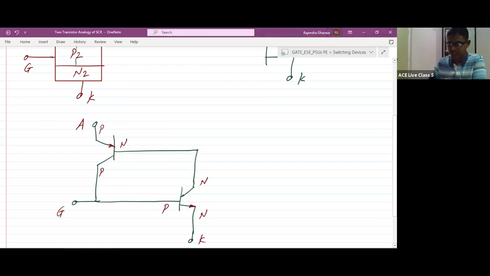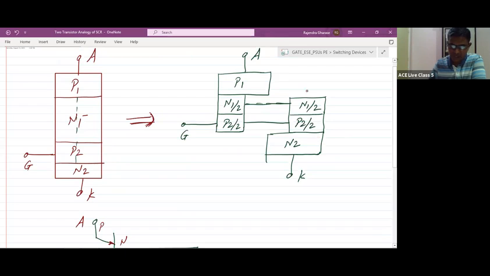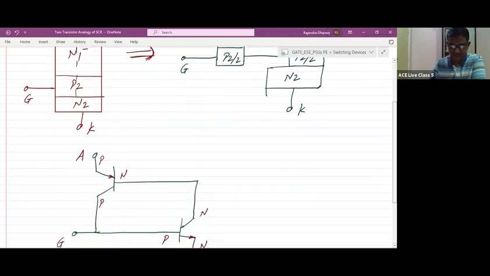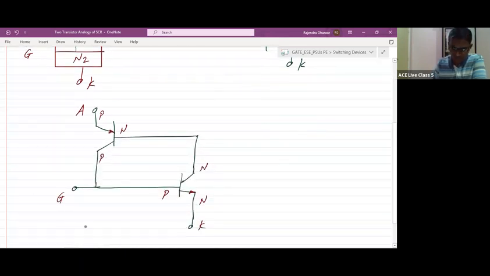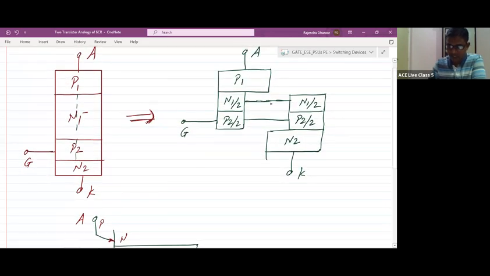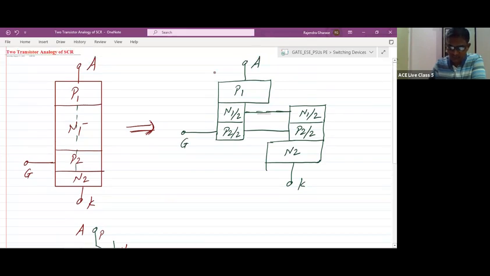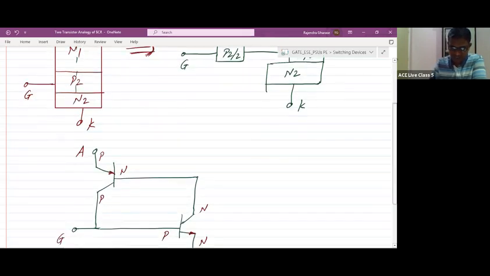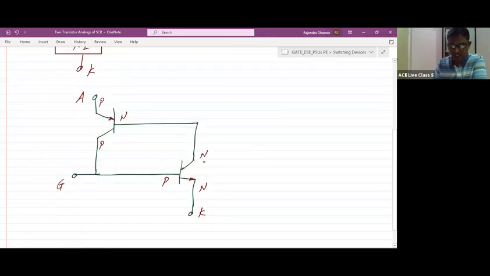So you can check, whatever structure we have drawn here, I have represented the same structure in equivalent circuit form. Here N1 by 2 and N1 by 2 are connected internally. So the N-type layer of the first transistor is connected to the N-type layer of the second transistor. The P-type layer of the first transistor is connected to the P-type layer of the second transistor.